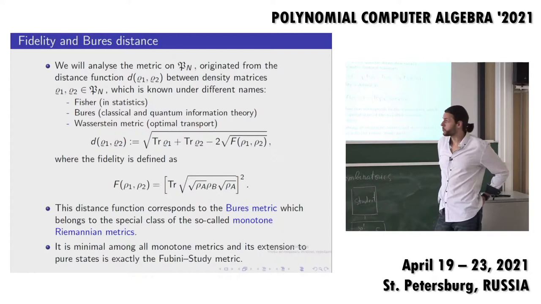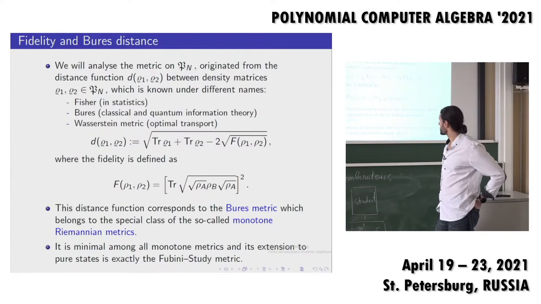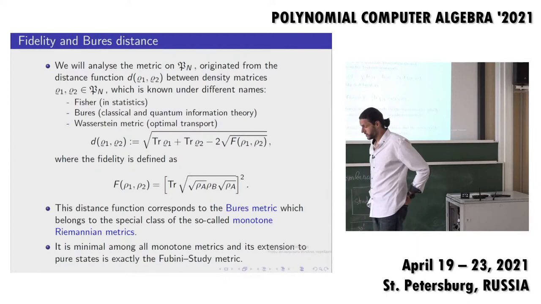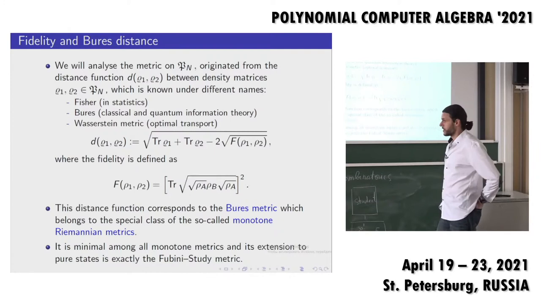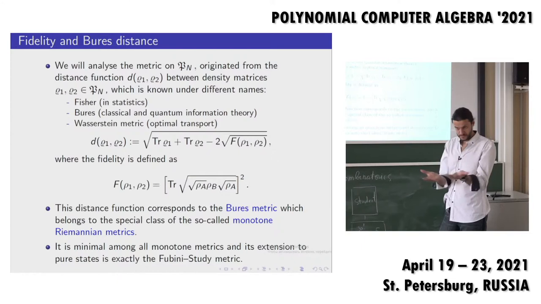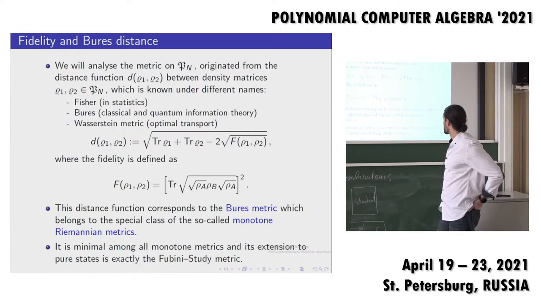That means Fisher adjusted means that it is equal to the Fisher metric on the space of diagonal density matrices. And Fubini-Study adjusted means that it equals the Fubini-Study metric if we are just on the space of pure states. For a qubit, on the surface of the Bloch sphere where pure states are located, it is equal to the Fubini-Study metric.